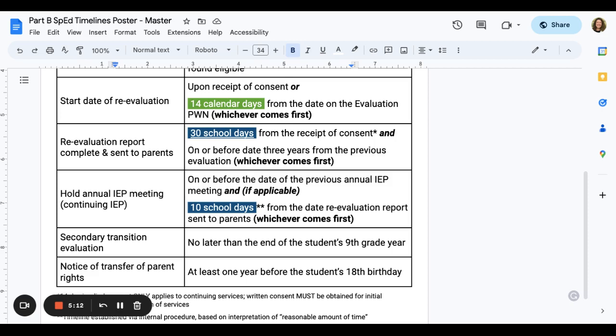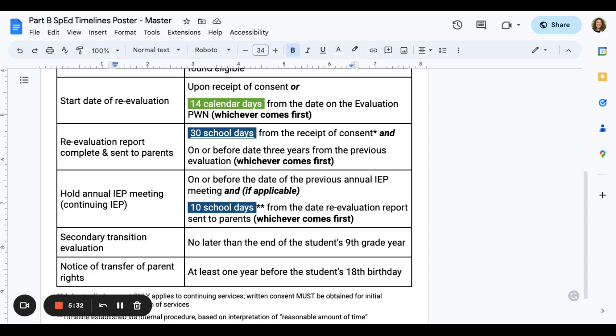The most important thing to remember about those reevaluations is looking at the date that it was last done. When was your last reevaluation done? When was your last IEP done? And make sure that you're not exceeding 3 years for the reevaluation, and that you're not exceeding 1 year for the IEP.